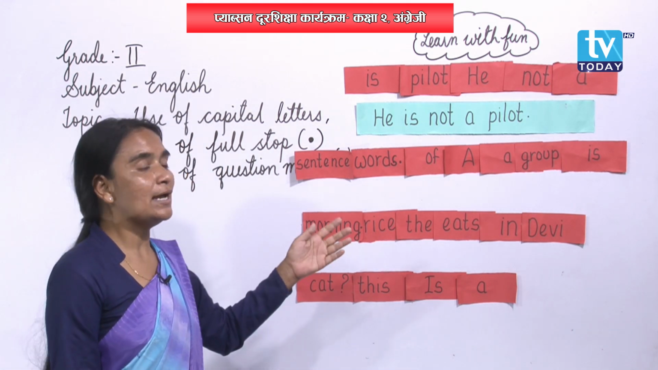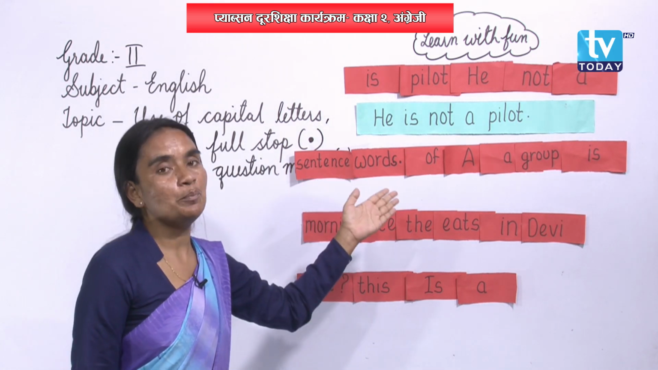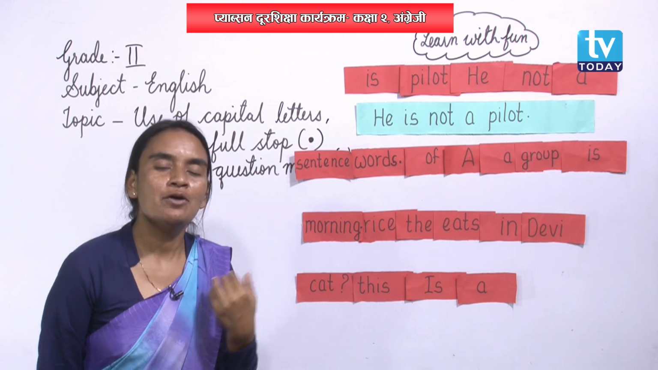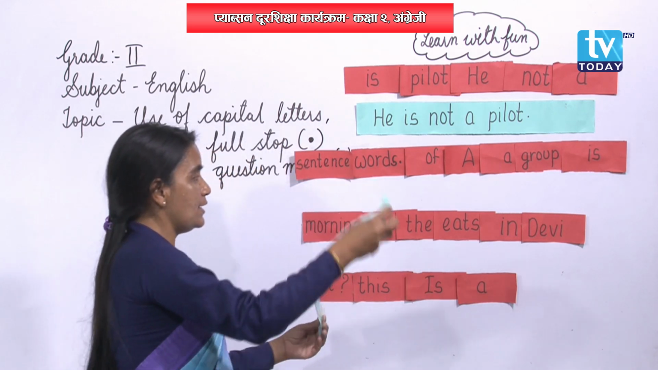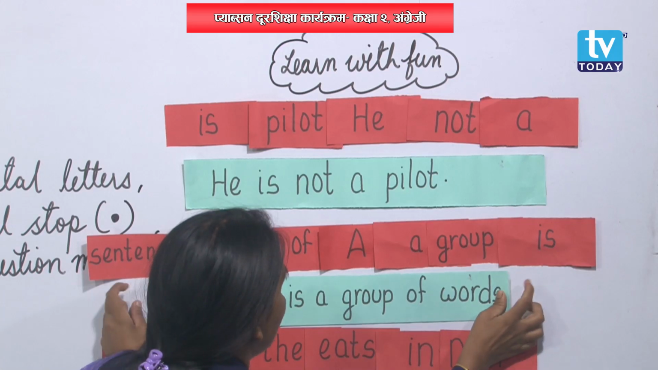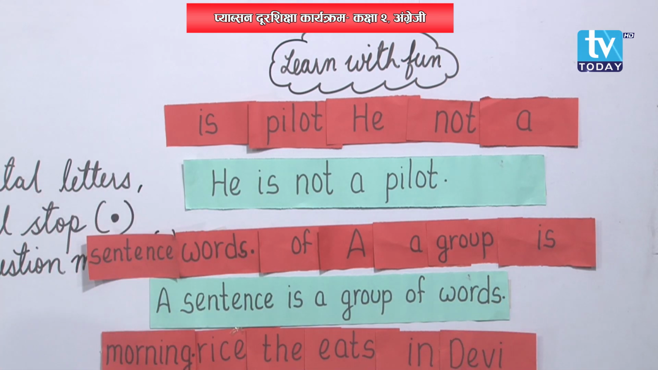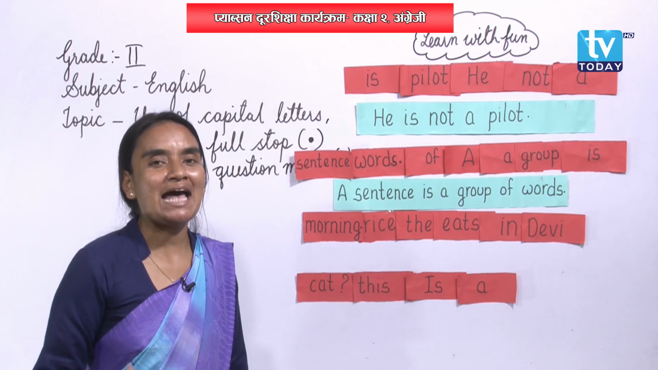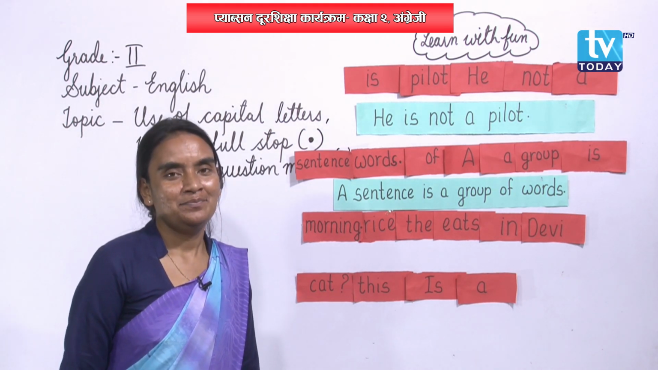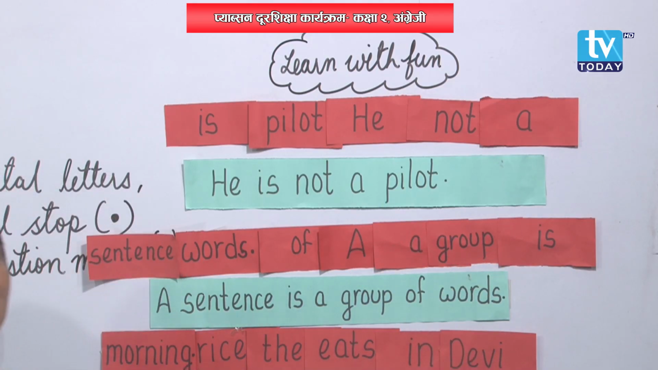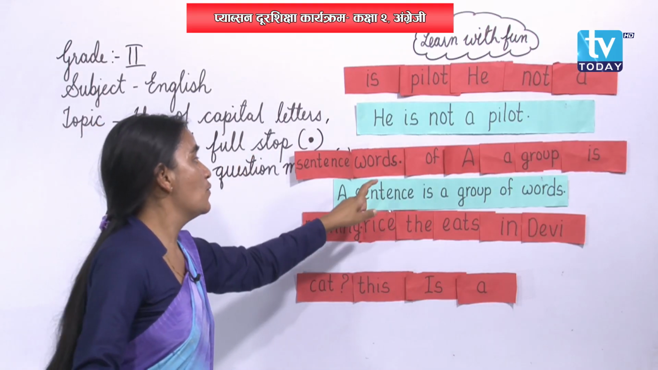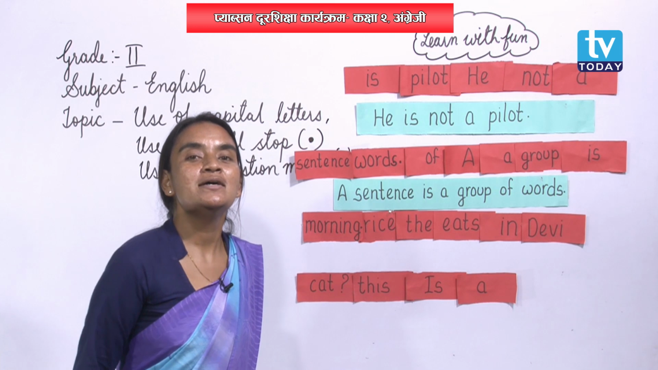Now, let's try to tally our answers with this group of words, whether we are correct or not, whether we have to correct ourselves or not. Let's try it. Here, this is a sentence. A sentence is a group of words. Remember children, last week we learned it. 1, 2, 3, 4, 5, 6, 7. 7 words make one group. That is what we call a sentence.